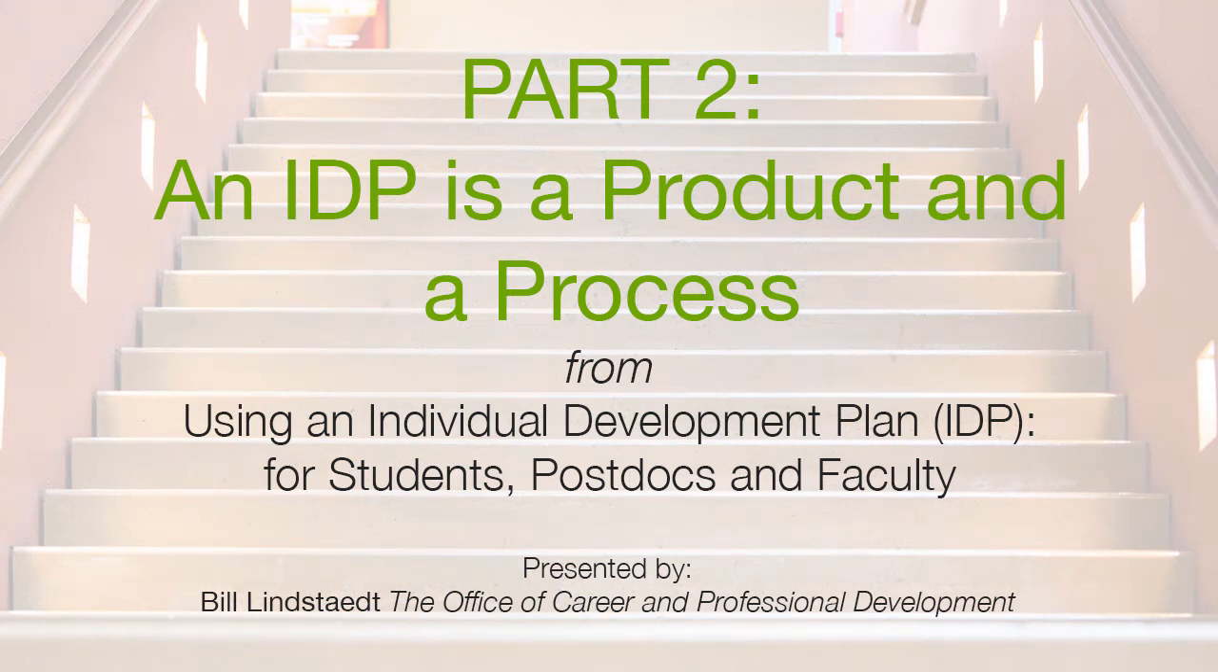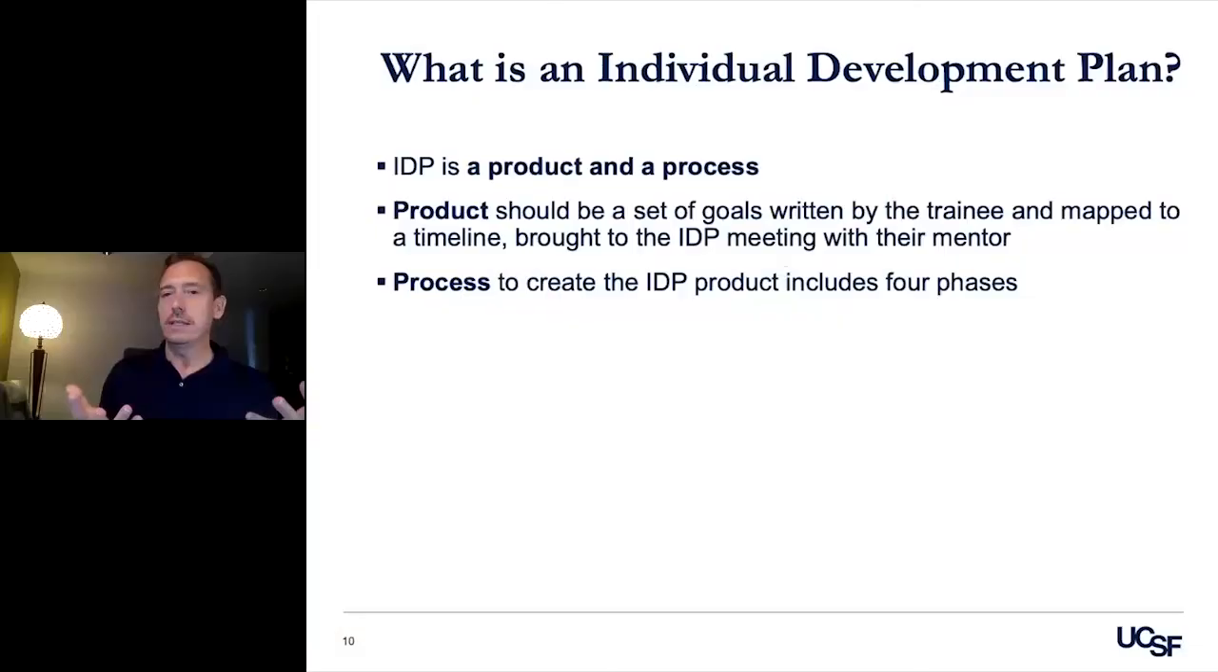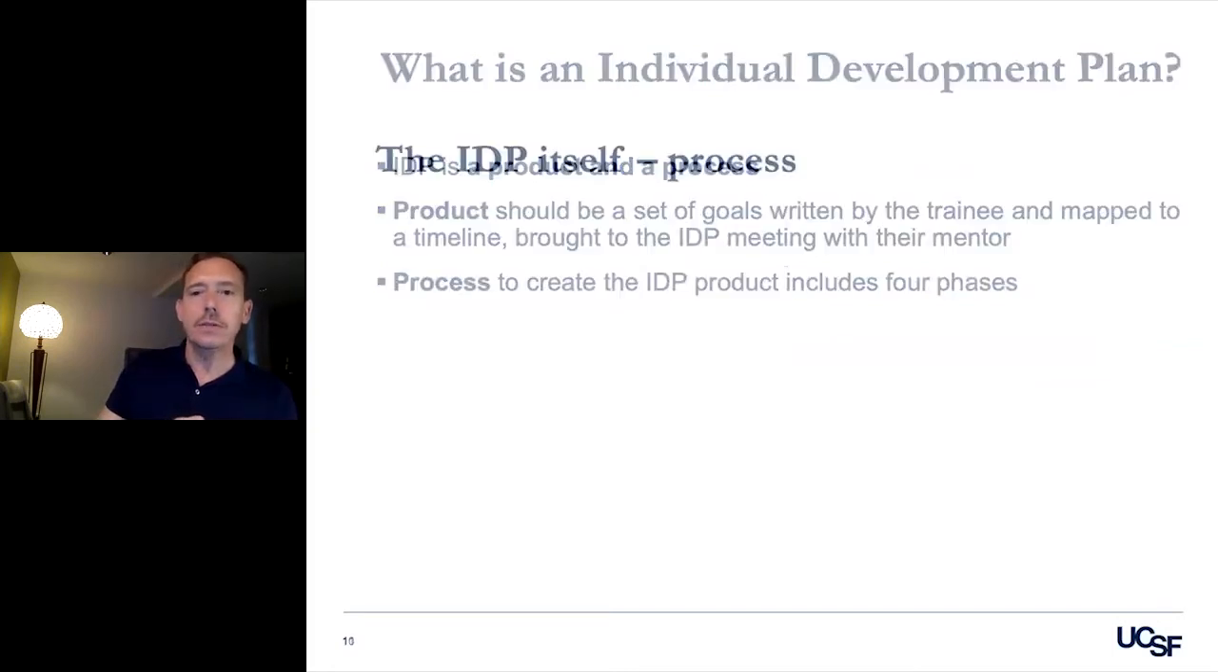So the IDP is both a product and a process. The product should be a written set of goals mapped onto a timeline and then brought to an IDP meeting with a mentor. But the process that creates that product, that document that is a set of goals written onto a timeline, actually includes 4 phases, and I'll share those briefly.